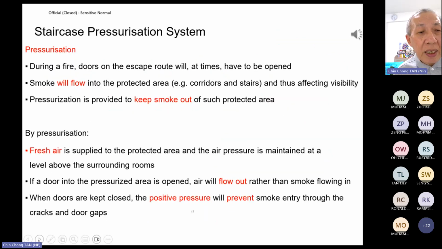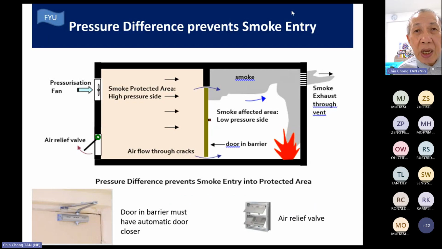So pressurization, I think I cannot rattle on like that. I must go to the picture and then tell us what's happening. Then we go back to the text. So imagine this is the smoke protected area. This can be a staircase, can be a lift lobby or a staircase. If there's a fire here, the smoke will try to invade everywhere because it's very hot. It will try to infiltrate into the gaps between the doors, and let's say this is the lift lobby or the smoke-free lobby.